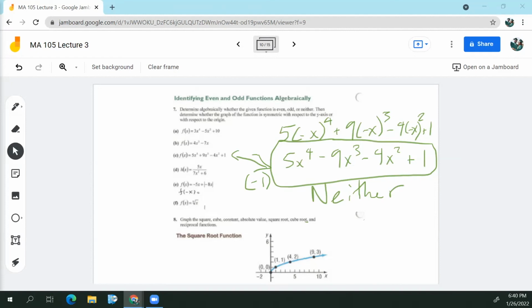D is neither as well. And actually what I'll do is I'll just remove the thing. We can kind of see it because we are running out of time. But we are going to finish.